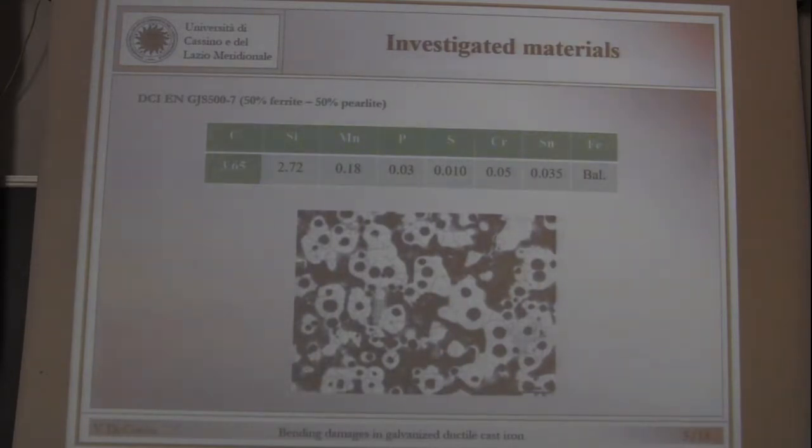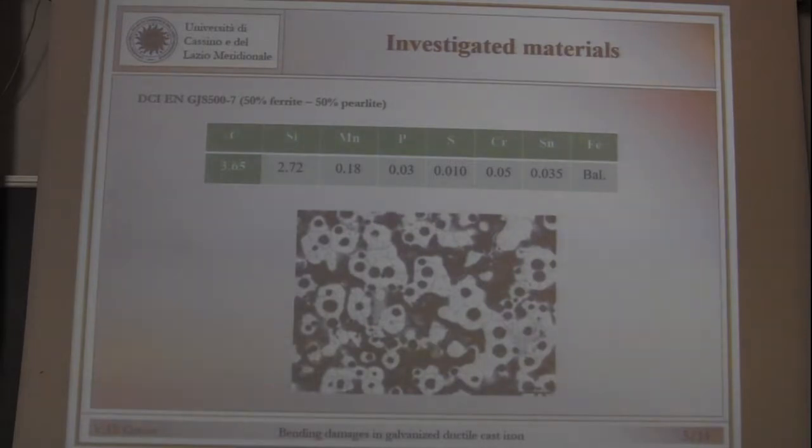The chemical composition of the ductile cast irons used for galvanizing is this. You can see the content of silicon is very high, 2.72% of silicon. It's very, very high. And the hypersandelin behavior is obtained for 0.125% of silicon. It means that the reactions which are responsible for the coating formation are very, very strong, very developed.